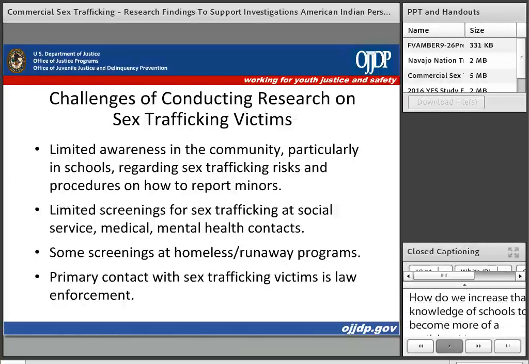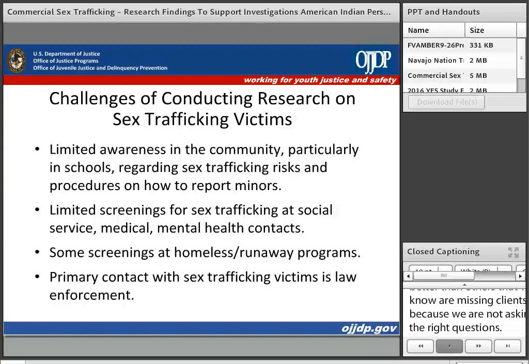There are limited screenings for sex trafficking overall at social service agencies, and in medical and mental health contexts, at least in our community. So the flags to find victims of trafficking are limited. We are working on each and every one of these things, but it continues to be limited. Some communities are better than others, but we know that we're missing clients because we're not asking the right questions.